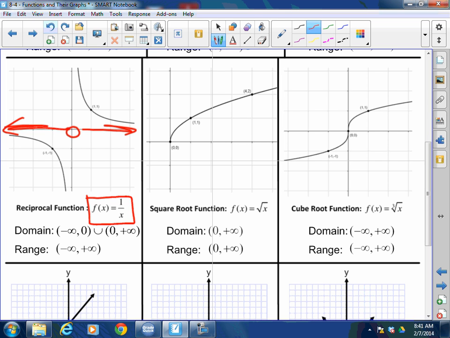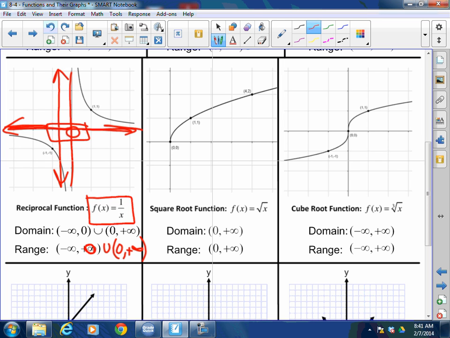My range, though, my range is wrong. This is a wrong range here. This should be the same as the domain. And I'll prove it to you. I never touch this 0 line, or I never touch this 0 line, right? So my y can go from 0 up or from 0 down, but never the 0 itself. So my domain and range are both negative infinity to 0, union 0 to positive infinity.